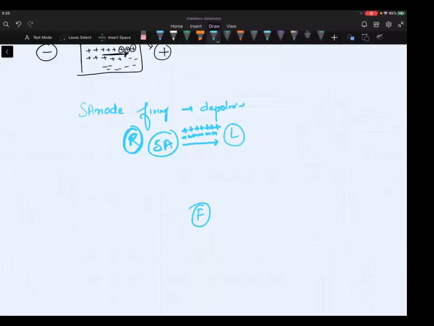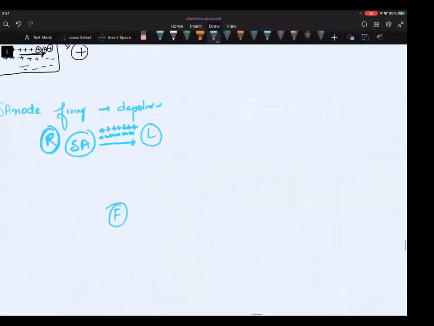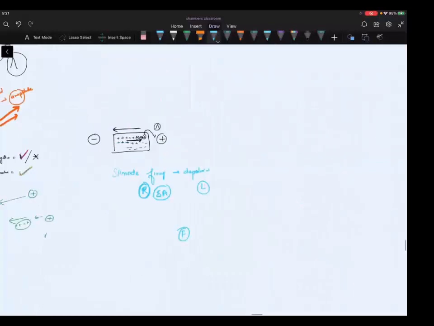So this positive deflection towards the left side means the positive electrode should be on the left side. That means L should be made positive. So can I say the SA node is on the right side? The SA node is either firing towards the left side, depolarizing the atria, or firing downwards, because it has to depolarize the ventricles. That's how cardiac output will be generated.